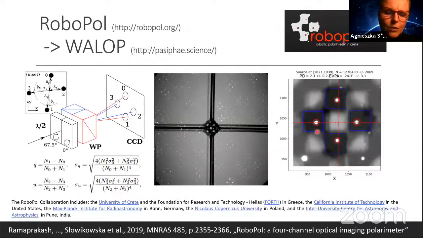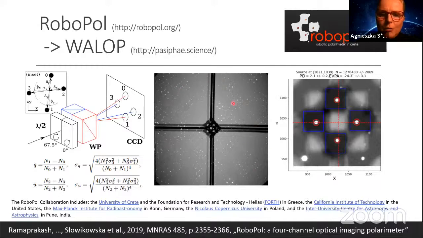The other project that I was involved in is RoboPol. I think you have heard about this polarimeter already. This polarimeter was mainly built for monitoring blazars, and it's again based on 2 Wollaston prisms. So again, each star has 4 images, as you can see here on this close-in panel on the right.